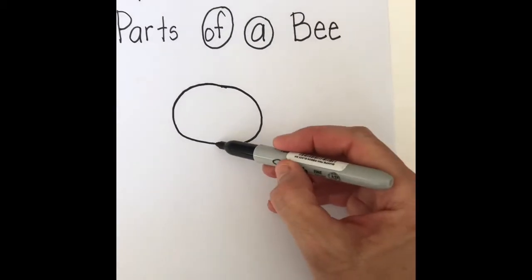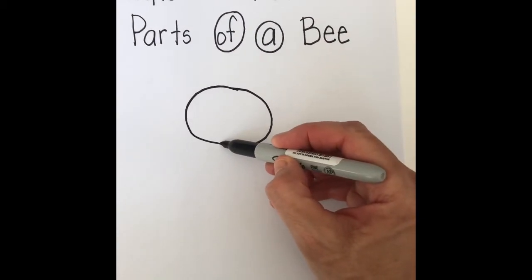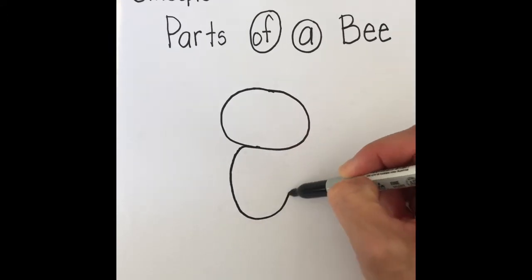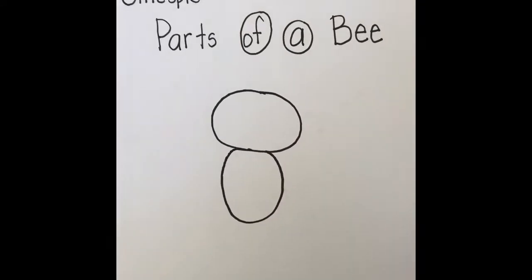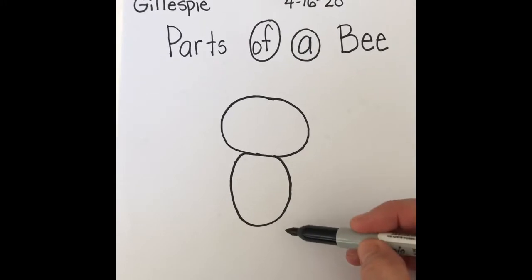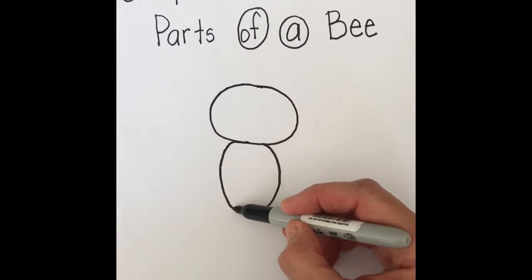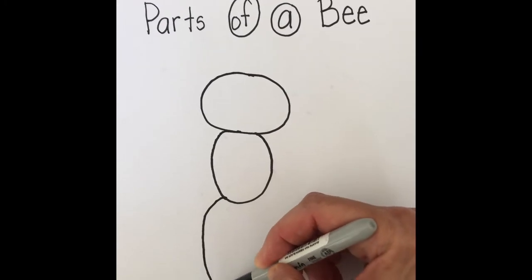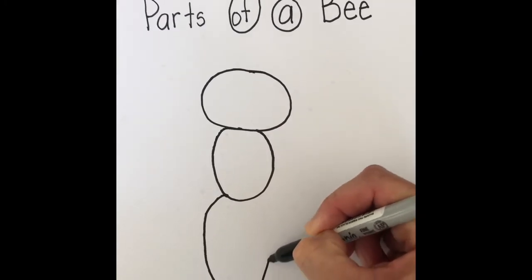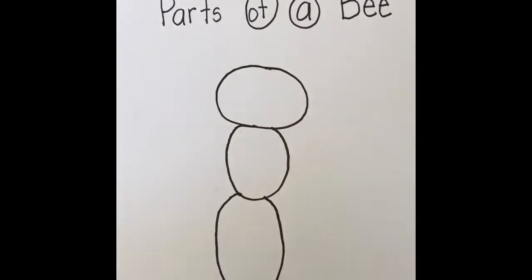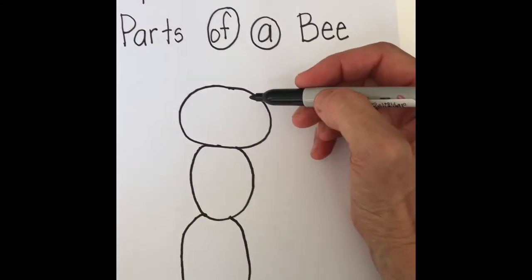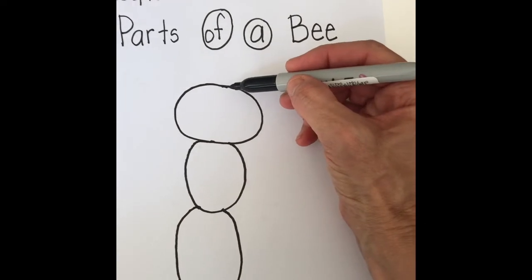And then the thorax comes in the middle, and it's a little more vertical. And then the abdomen is even a little longer than the thorax. We're going to come down and around, kind of pointy, and then back up and connect. Okay? At the top, we're going to start with the 2 antennae.